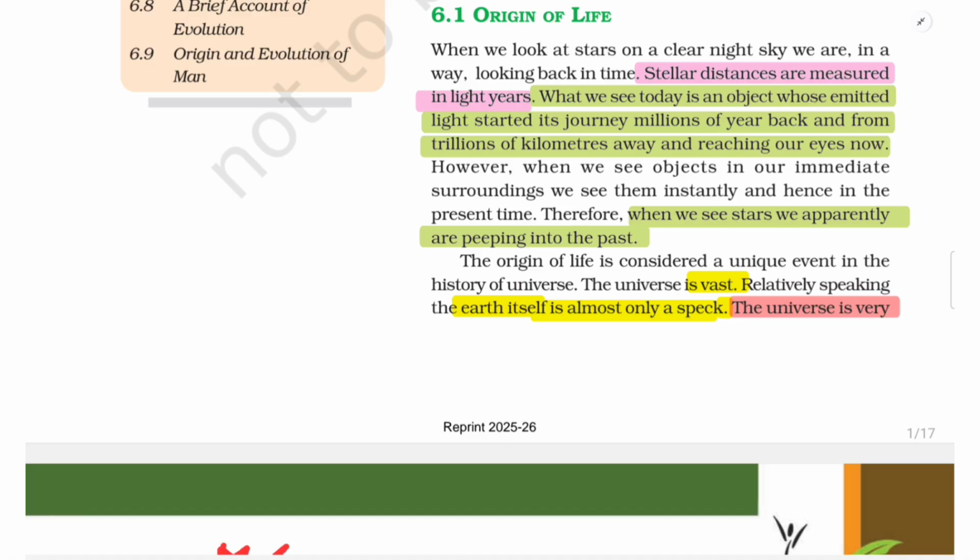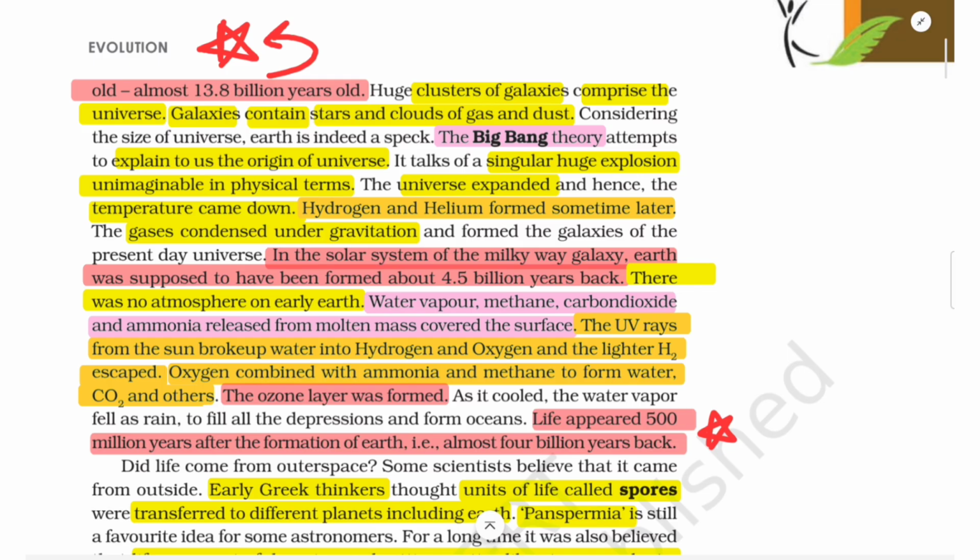The origin of life is considered a unique event in the history of universe. The universe is vast. Relatively speaking, the earth itself is almost only a speck. The universe is very old, almost 13.8 billion years old. Huge clusters of galaxies comprise the universe. Galaxies contain stars and clouds of gas and dust. Considering the size of universe, earth is indeed a speck.